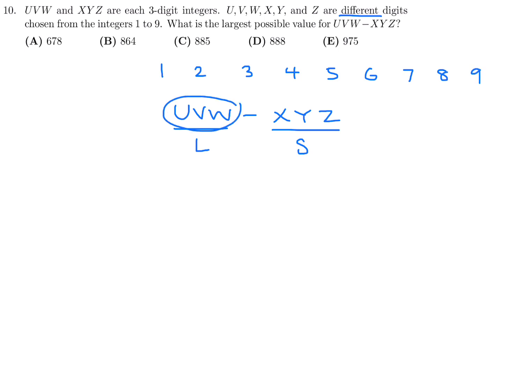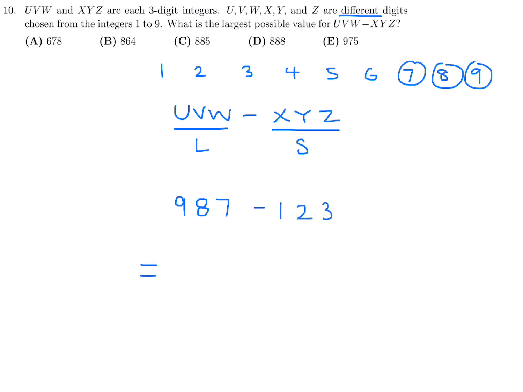So if I want to make this as large as possible, U is going to be a 9, V is going to be an 8, and W will be a 7. So these three are gone. Now I want to make this as small as possible. X will be a 1, Y will be a 2, and Z will be a 3. This is the only way to make this as large as possible and this as small as possible, and therefore this will be as large as possible. 987 minus 123 is 864. And therefore number 10, the answer is B.